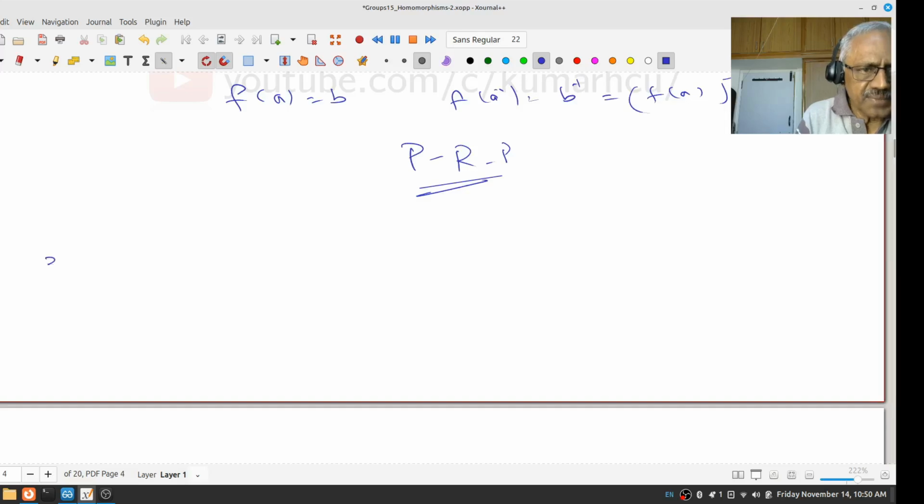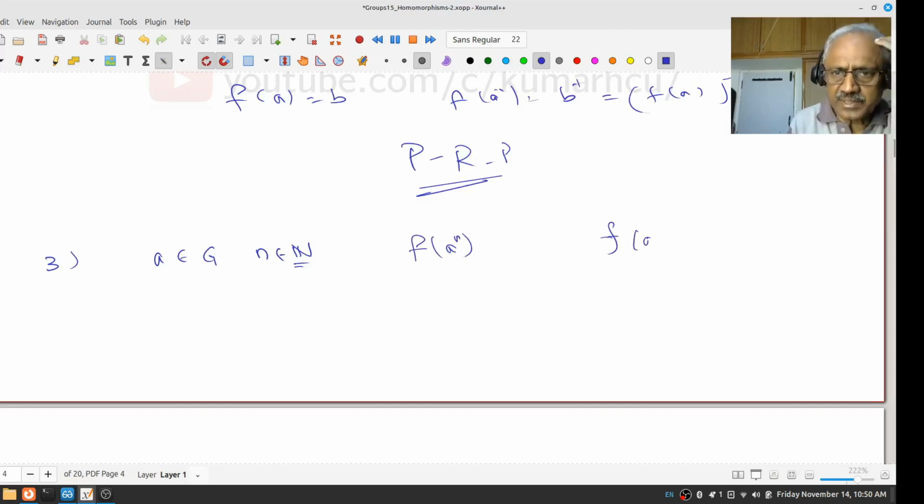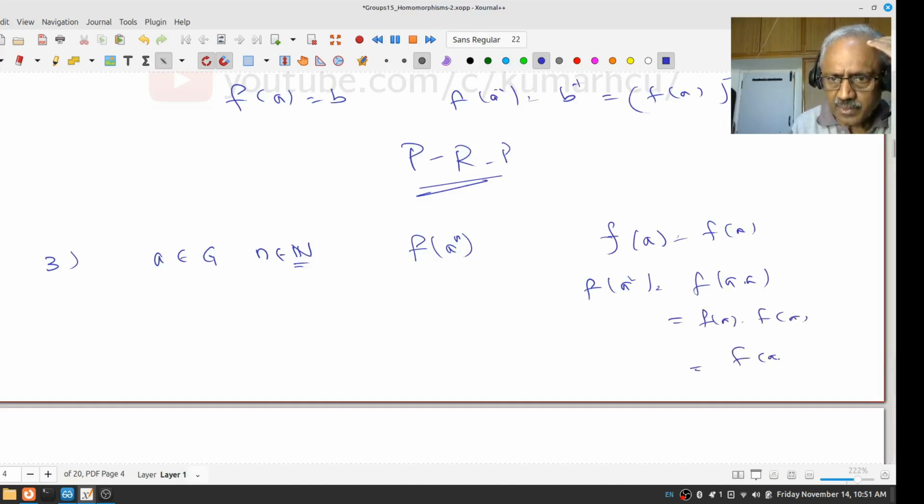The third result we need is, suppose a is an element of the group, n is an integer. To start with, let us assume n is a natural number. I want to know what is f of a power n. It's obvious. We will do induction. f of a squared, by definition, what is a squared? f of a times a. But it's a group homomorphism, therefore it's f of a times f of a. Therefore f of a squared is f of a whole squared.